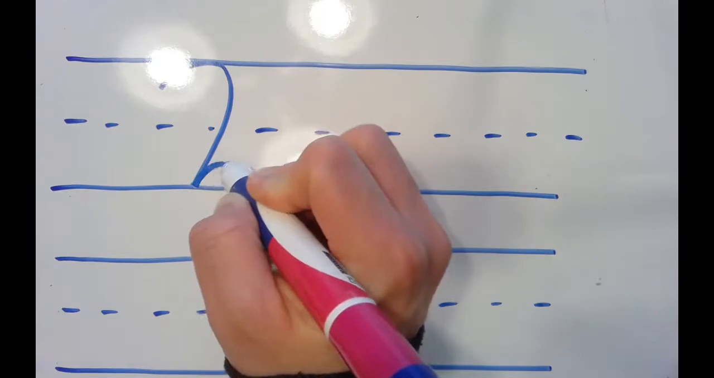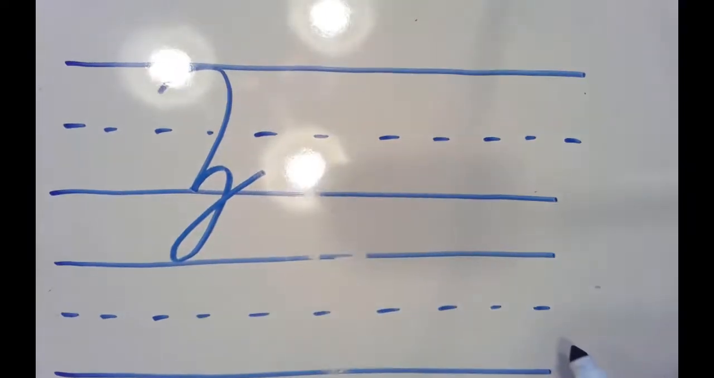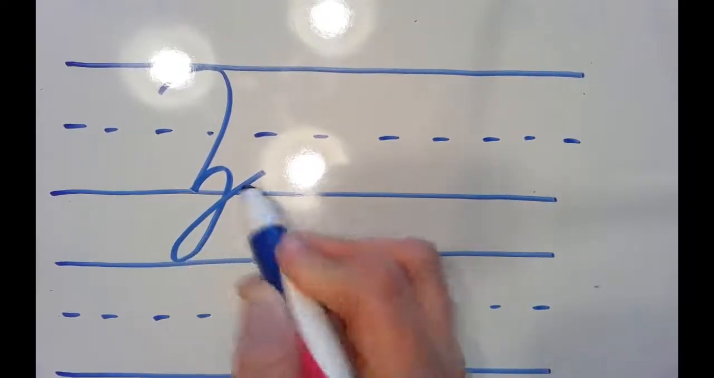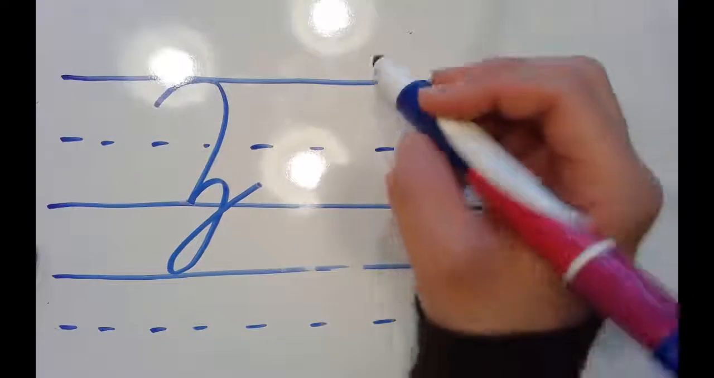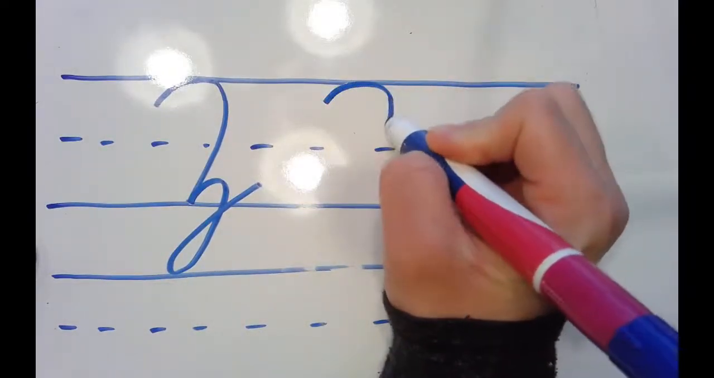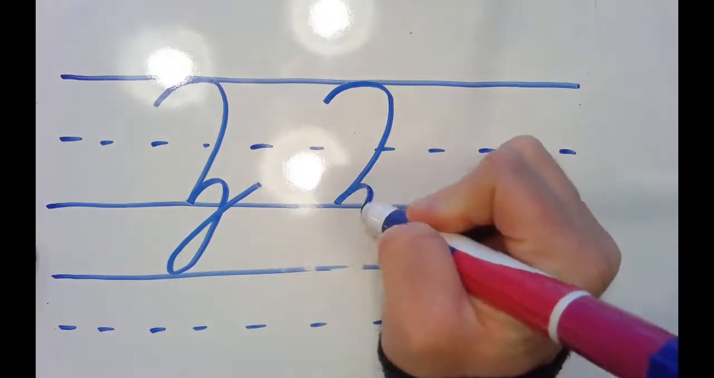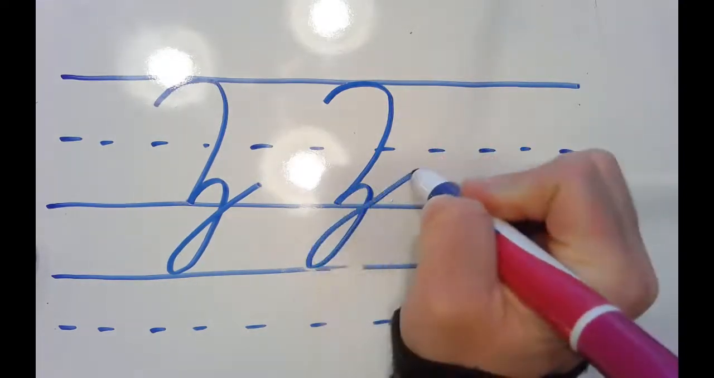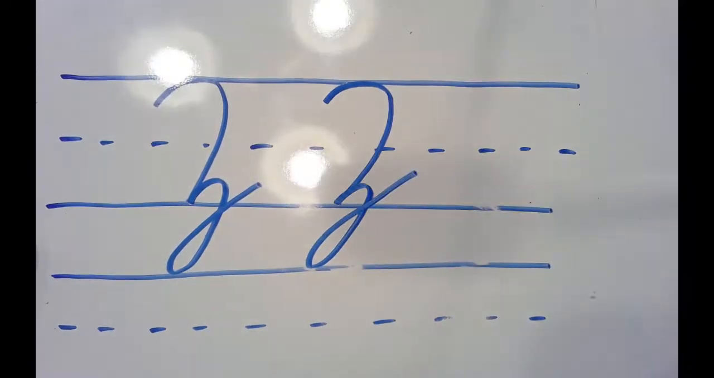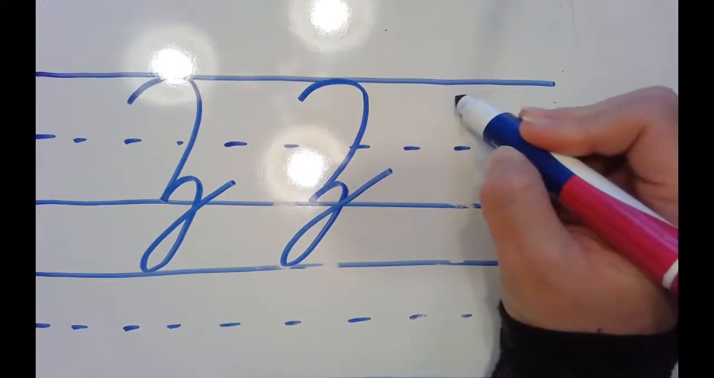Okay, and then I'm going to come here and make a hump. And then I'm going to make a tail. Or a loop. I guess I should say this is technically a loop under the line. Okay, let's do another one. So I'm starting here. I'm going to come up and around. When I get to the bottom, I stop. And I make a little hump. And then I come down and make a loop. Capital cursive Z. Let's do one more. These are kind of tricky.